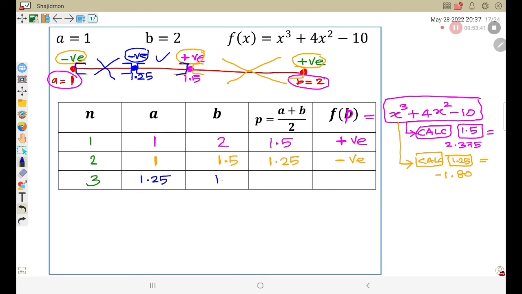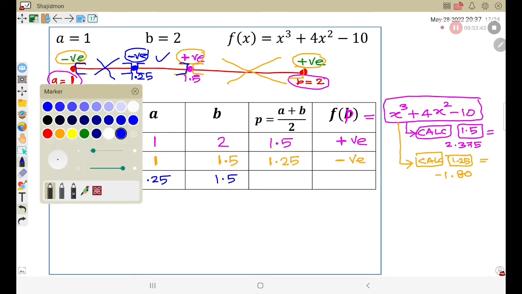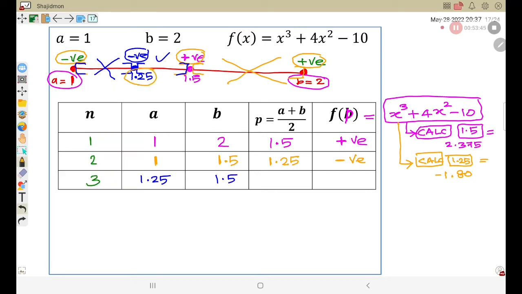So 1.25 and 1.5 are the numbers. Here 1.25, here 1.5. For the next approximation, take the middle of these two numbers. Don't forget 3-digit rounding. So you will get 1.38, because of rounding.